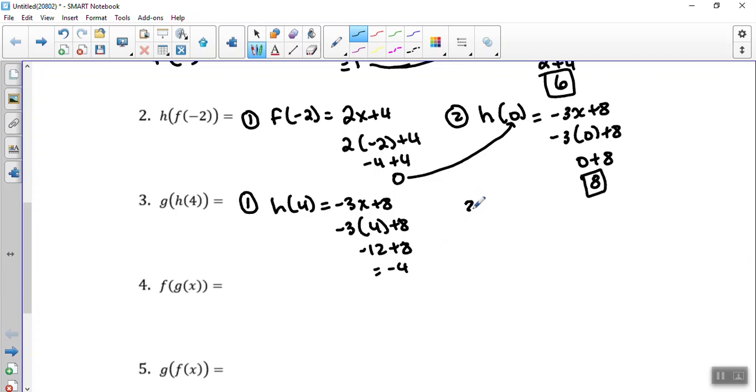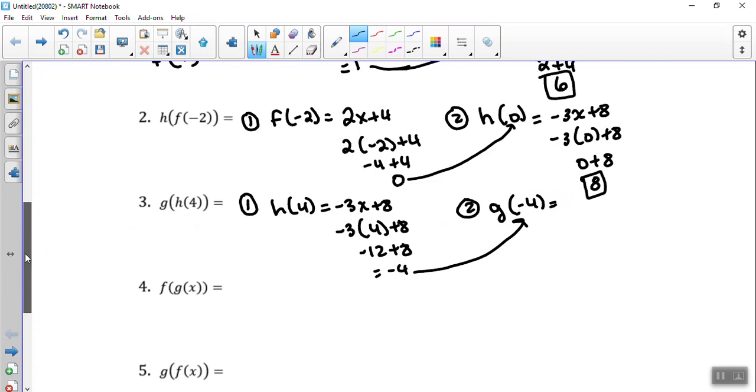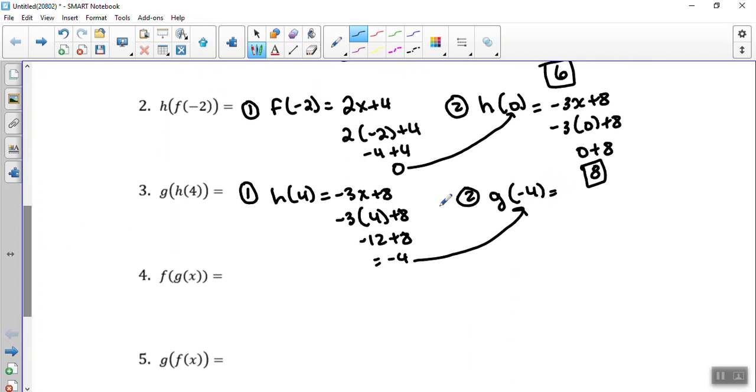Okay? And then my second step is to take whatever's on the outside now, which is g. And then I'm going to plug whatever answer I got here, my result, into here. So my g function is x minus 2. Plug it in. And this is negative 6. That's my answer.